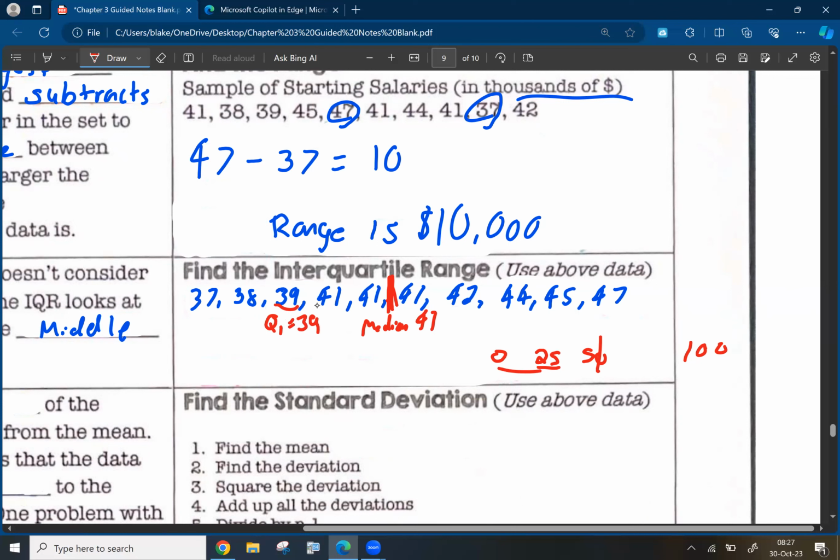Now, we also do the same thing for the second half. What's halfway between 50 and 100? It's the 75th percentile, so that's going to be known as Q3, our third quartile. Same thing, we're looking for the median of the last half of numbers. So these last 5 numbers, the median of those is going to be 44. So 44 is going to be our Q3.